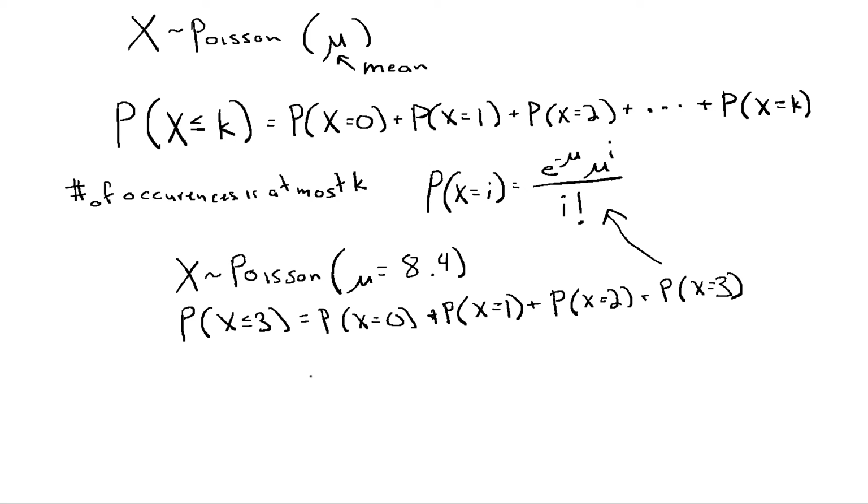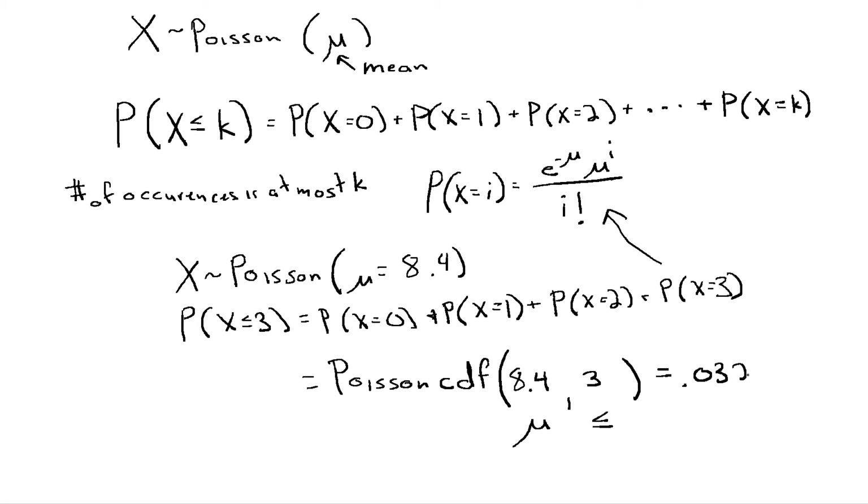Now each one of these we're going to use that formula above if we want to do it the long way, or we can use the PoissonCDF option that's built into the calculator. Now to use this we have to feed in two numbers. The first one's going to be the mean, and the second one's what we want to be less than or equal to. So we type in 8.4, and then we type in a comma, and then we type in 3, and what we get out of the calculator is going to be 0.03226.